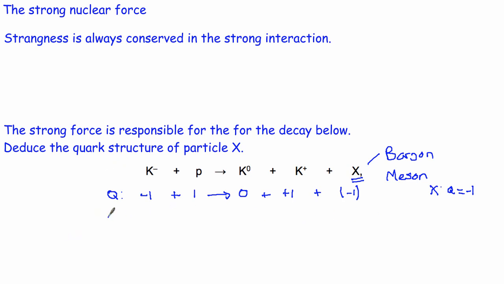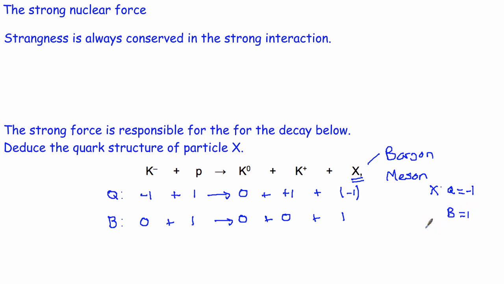So I'm going to have a look at baryon number now, because the baryon number should hopefully tell us whether or not this thing is a baryon or whether it's a meson. So this is a K meson, so the baryon number of that is 0, plus a proton. Well, protons are baryons, so that's got a baryon number of +1. That's gone to a K0 meson, so that's got a baryon number of 0, plus a K plus meson, so that's got a baryon number of 0, plus, well, we started off with a baryon number of 1 altogether, so we need to finish up with a baryon number of 1 altogether, so this must be a 1. So therefore our baryon number for this particle is 1.